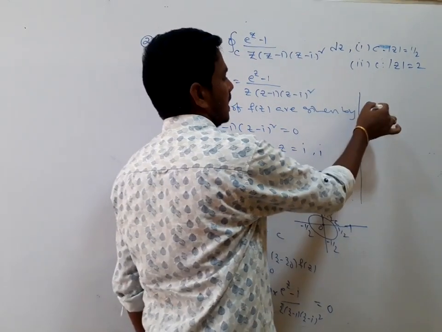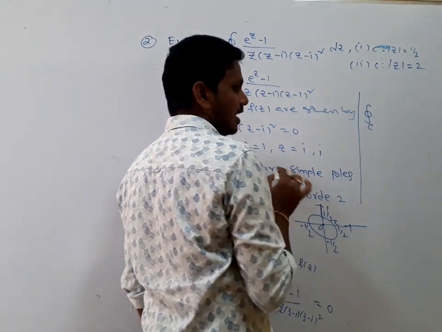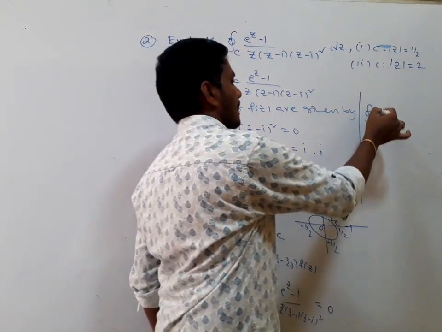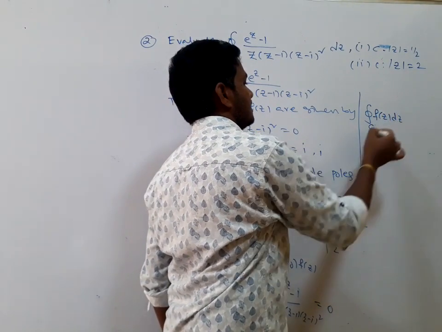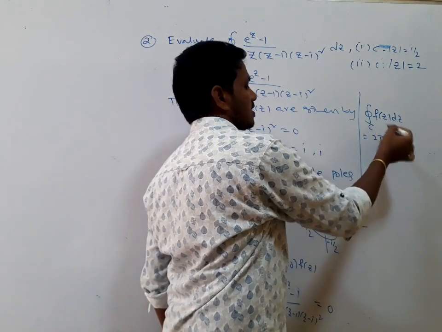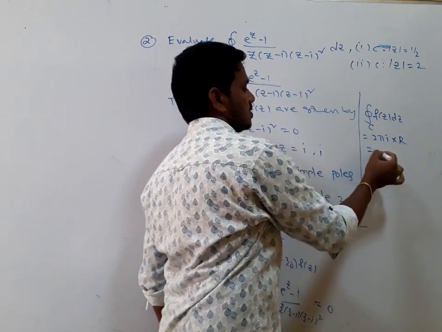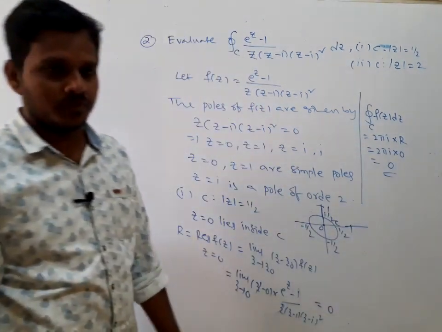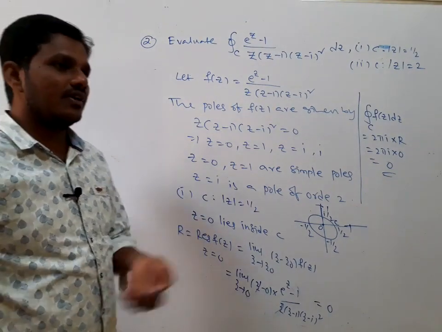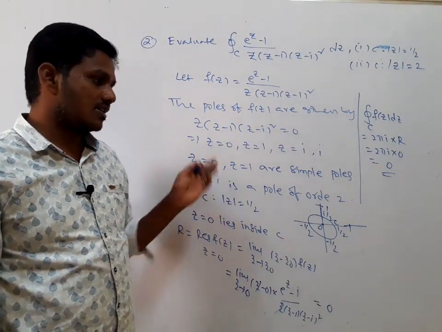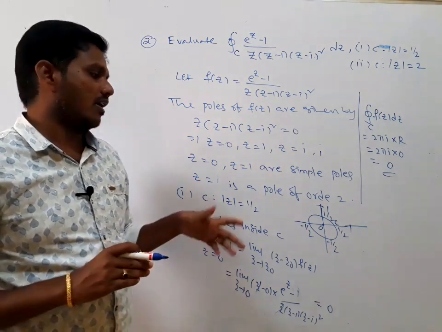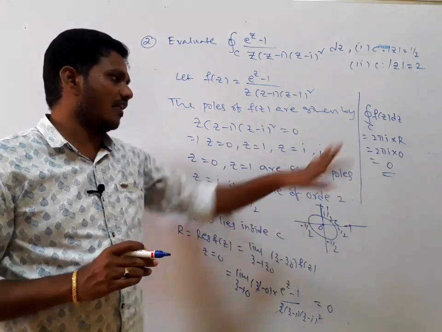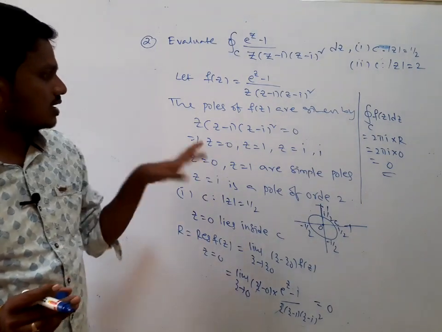When the residue is 0, only one isolated singular point exists inside this C, right? The integral over C of f(z) dz equals 2 pi i into the sum of the residues. Only one residue is there, so 2 pi i into 0, which equals 0 here, right? If you get 0, then Cauchy's integral theorem cannot be applied here. Why? One singular point exists, and the integral value may or may not be 0. Okay, now it is clear for the first one.